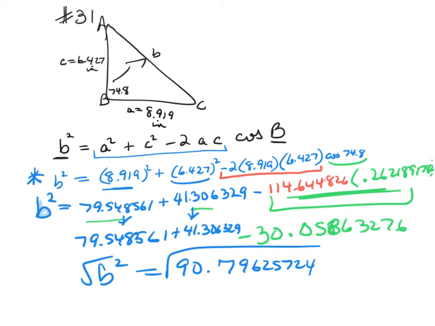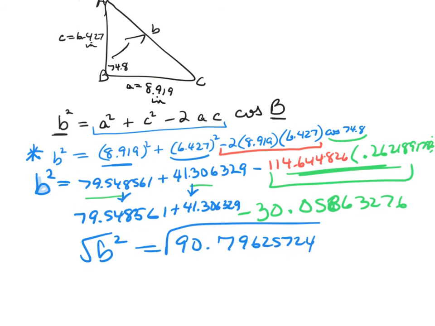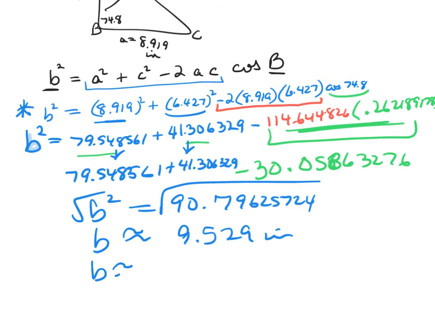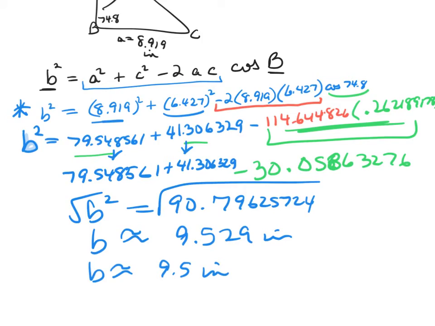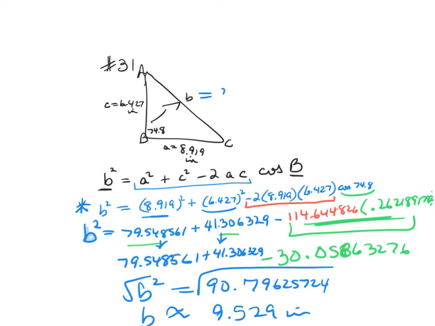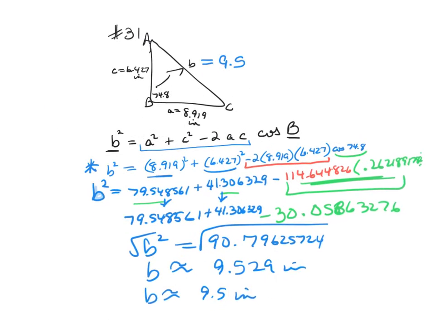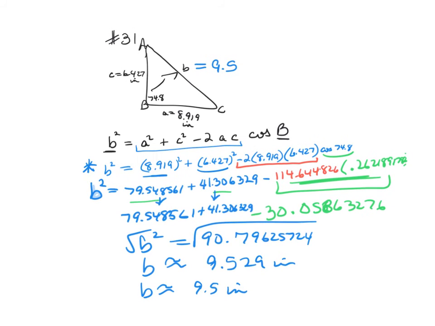And this is going to end up giving me little b to be approximately equal to 9.5. We can round it to the tenth place. I know in the book they put 9.529 inches. Let's just make it 9.5. Okay, so that's little b. Everybody good so far? All right.